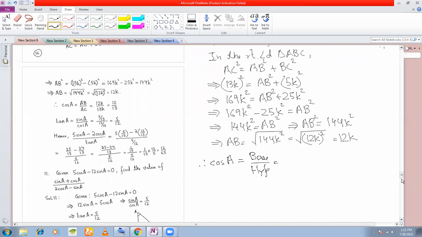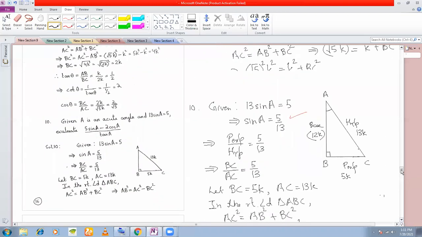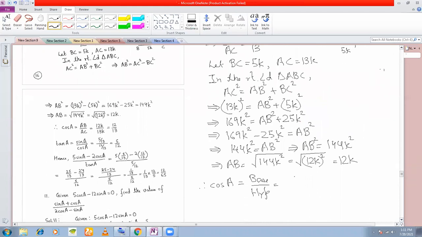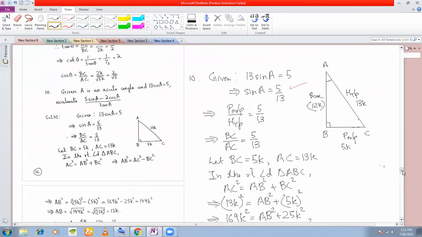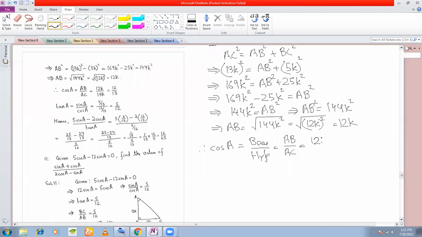Now look at the figure. Which one is your base? Base here is AB and hypotenuse is AC. AB by AC. And AB here is 12K and AC here is 13K. So 12K by 13K. This cancels, so you get 12 by 13. So cos A we have got.